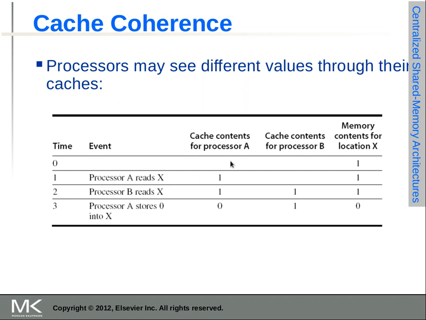Processor A reads X, reads some value, puts it in the cache, and knows that that value is also in memory. Processor B reads that value. All right, it has it as well. Processor A stores 0 in X, so it has 0 here, and then maybe if you're doing a write-through cache, it would go to memory, but processor B's cache hasn't been updated because it hasn't been accessed yet. Is that a problem?